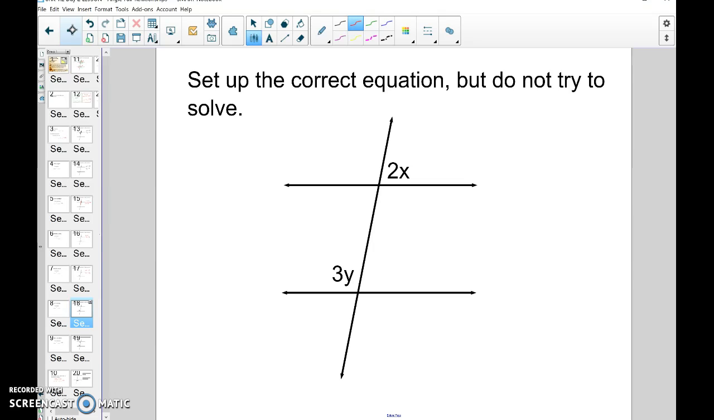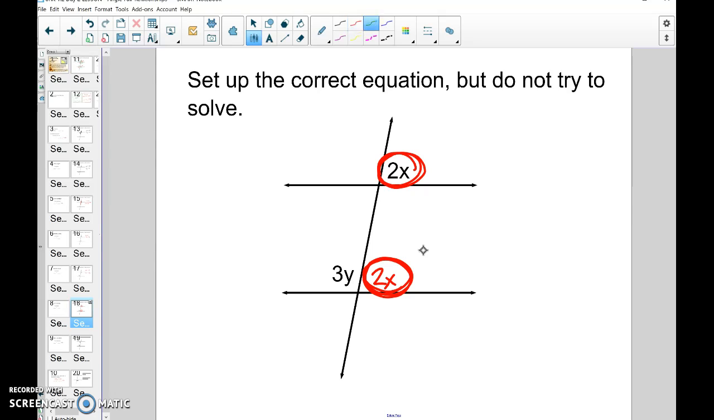This one's kind of weird. There's actually no angle type that goes with this one. However, I can figure out how to use that to my advantage still. Remember, I can use my corresponding angle to help me, kind of like I did in that very first one. If this is 2x, this is the corresponding angle down here, so this is also 2x. Just because it's a variable doesn't change anything. It still works exactly the same way.